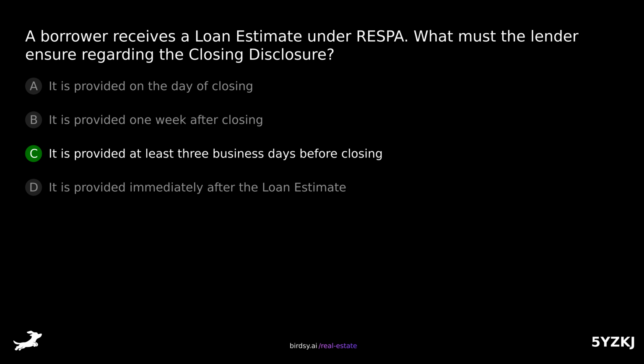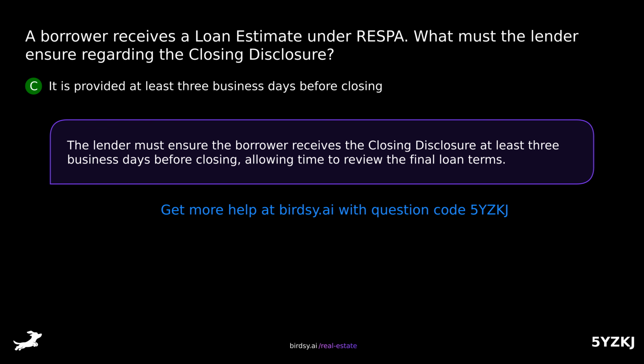The answer is C, it is provided at least 3 business days before closing. The lender must ensure the borrower receives the closing disclosure at least 3 business days before closing, allowing time to review the final loan terms.